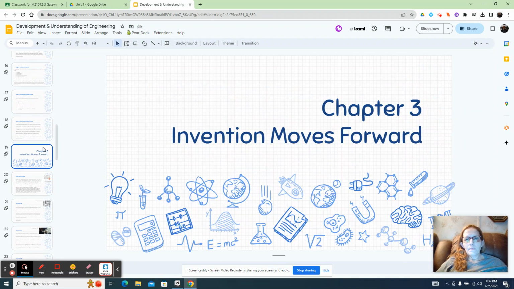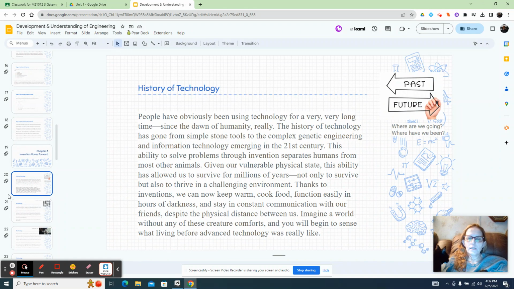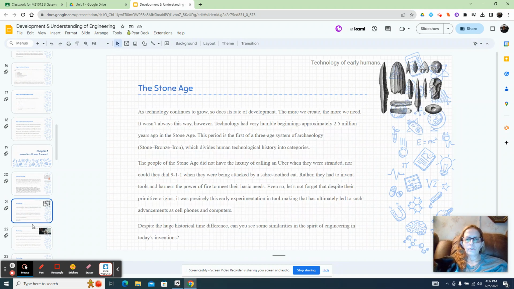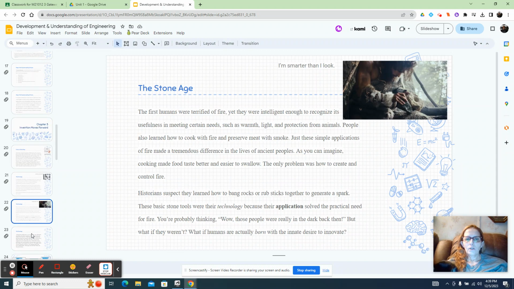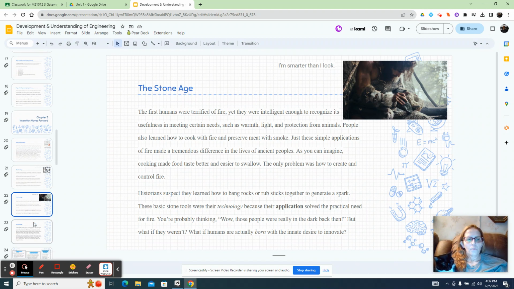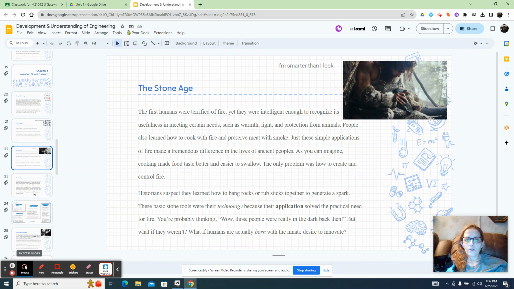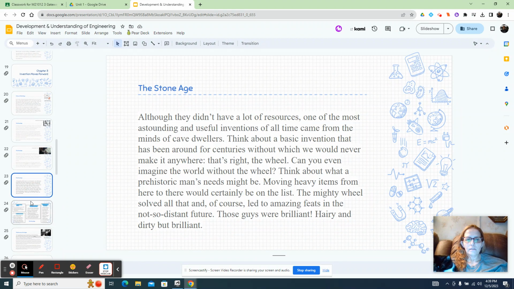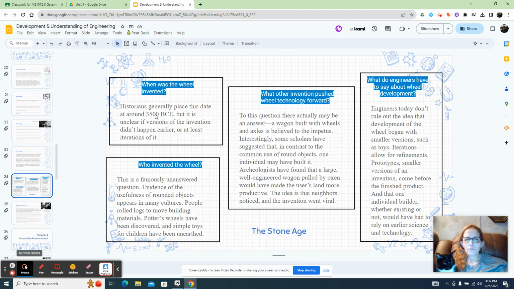All right. The next step is invention. Moving forward, the history. This just talks about the history of technology throughout the ages. So you've got your Stone Age. Lots happened during the Stone Age. Humans were terrified of fire, but they were intelligent enough to understand what the implications of that were. So what was invented? Who invented it? And what they used and how that helped us.